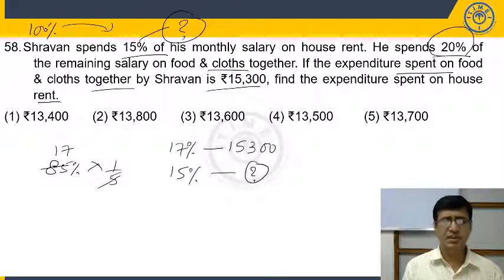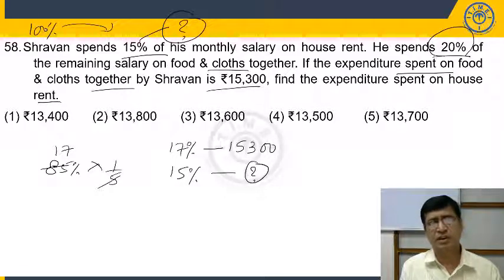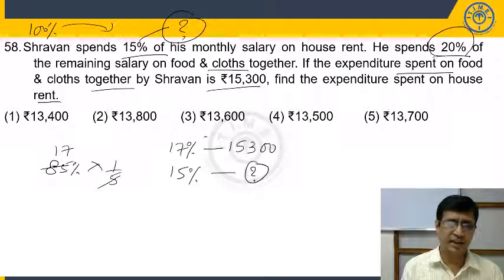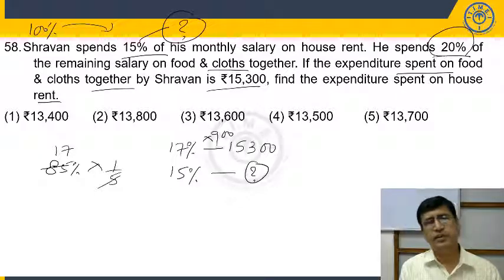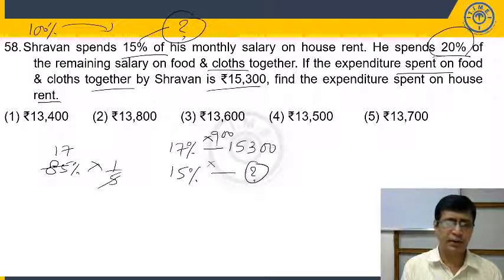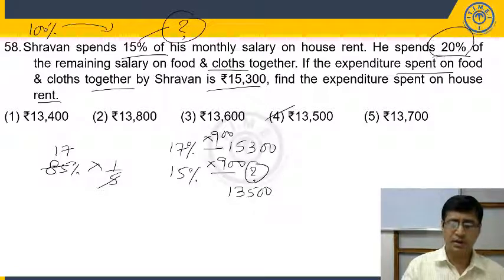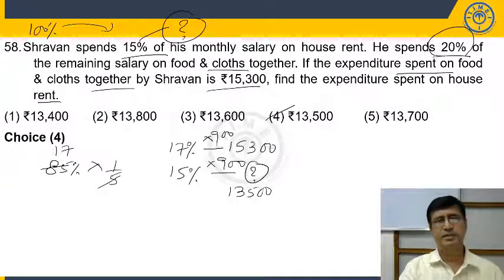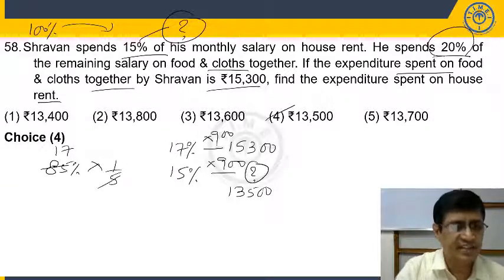Now just observe the multiplication factor here. How many times 17 is equal to 153? It is 9 times. Of course, zeros are common here. So 17 into 9 is equal to 153. 9 into 15 is the answer. It is 13500. So option number 4 is the answer choice. The right answer is option 4.